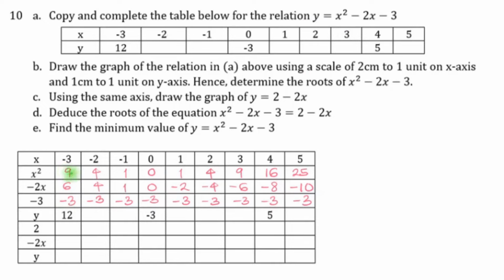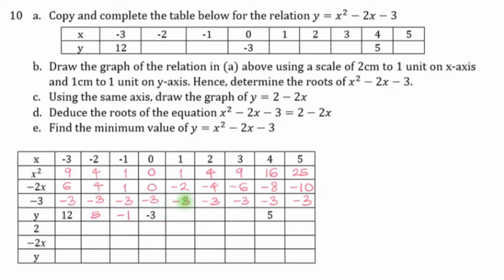Like in the first case, 9 plus 6 is 15, 15 minus 3 is 12. So that is confirming that this value here is correct and we are on track, okay? 4 plus 4 is 8, 8 minus 3, that is 5, okay? 1 plus 1 is 2, 2 minus 3, that is minus 1, 0 plus 0 minus 3 is minus 3, again confirming that what we have is also on track.